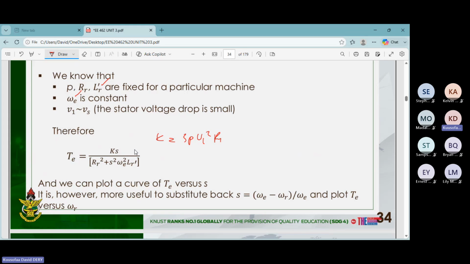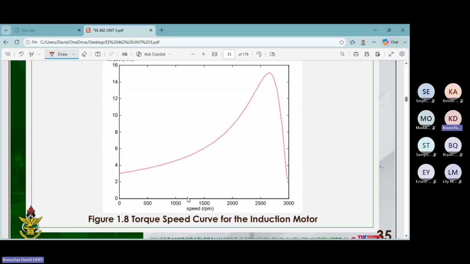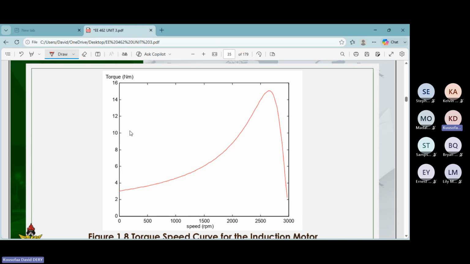All right. So we can plot torque against slip from this particular expression. It is, however, more useful to substitute the slip with this expression, and then we plot the torque against omega_r rather. But whichever one you do, you will still get a similar curve. So this is the torque against the rotor speed omega_r. That is what we are going to have, right? So this is the relationship we have, the torque against speed curve of an induction motor.